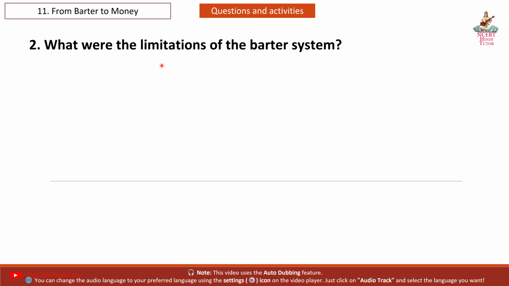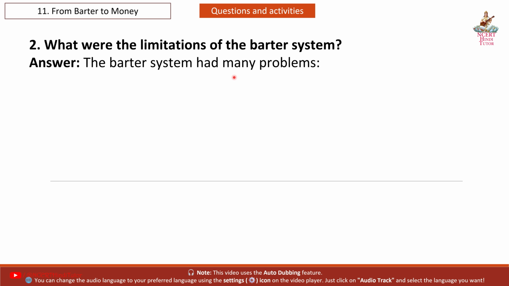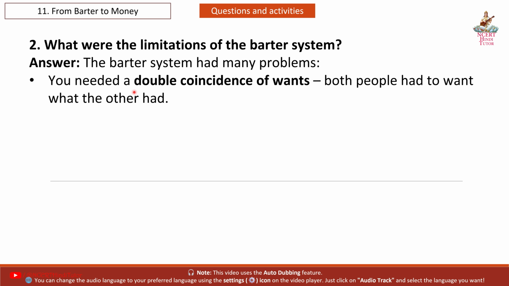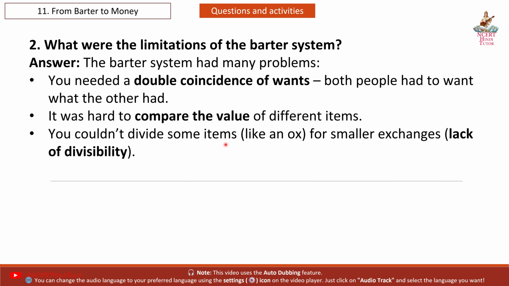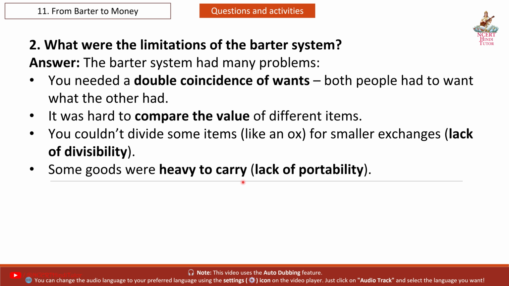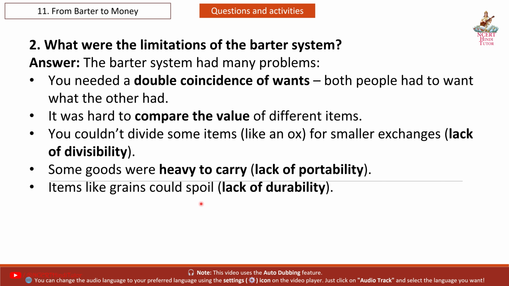Question 2. What were the limitations of the barter system? Answer. The barter system had many problems. You needed a double coincidence of wants. Both people had to want what the other had. It was hard to compare the value of different items. You couldn't divide some items, like an ox, for smaller exchanges, lack of divisibility. Some goods were heavy to carry, lack of portability. Items like grains could spoil, lack of durability.